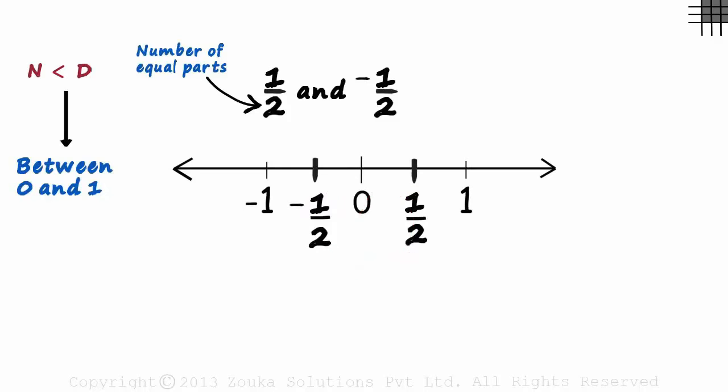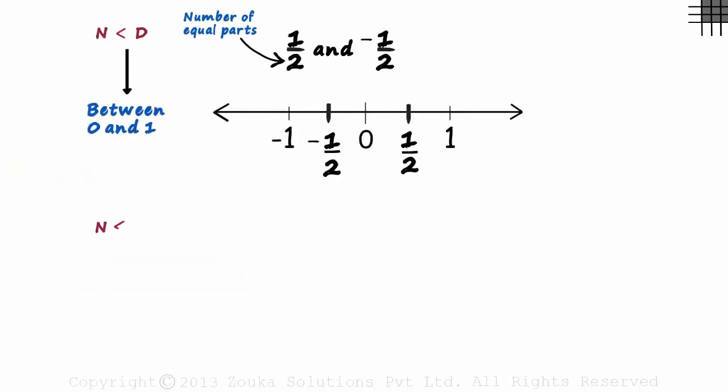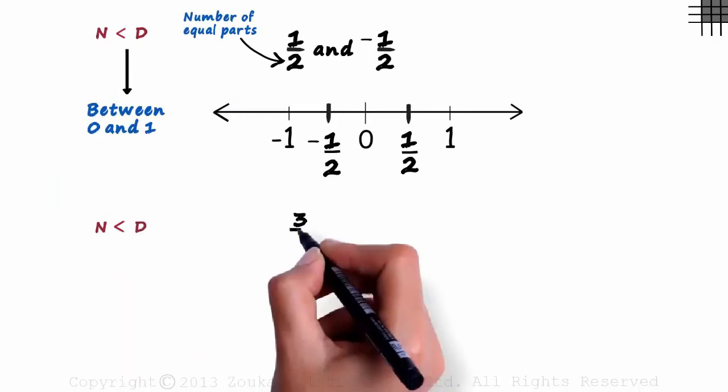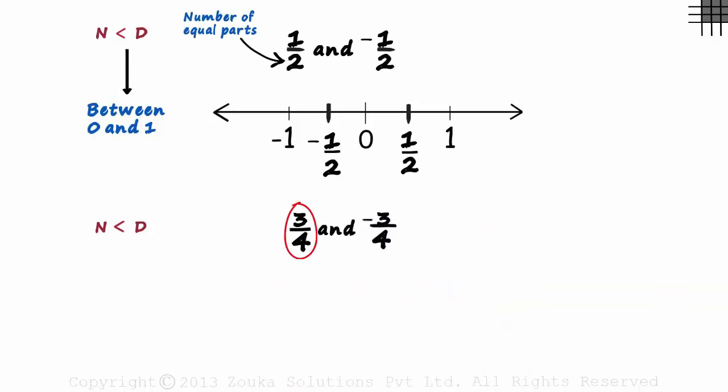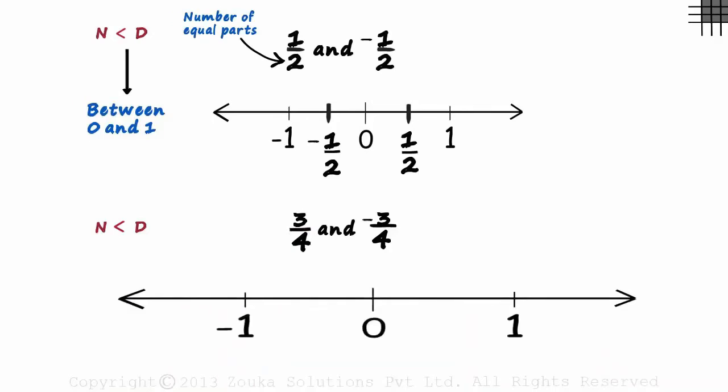Let us look at another example where the numerator is less than the denominator. We have to plot 3 by 4 and minus 3 by 4. Let us plot 3 by 4 first. Since the numerator is less than the denominator, we know that the number will be between 0 and 1. So we draw the number line like this, with just 0 and 1 plotted.